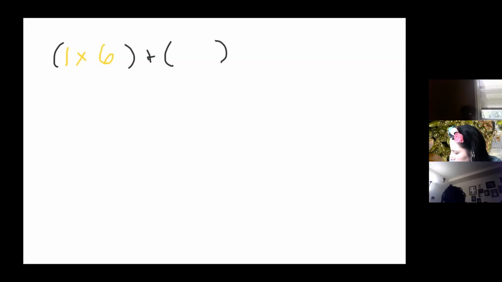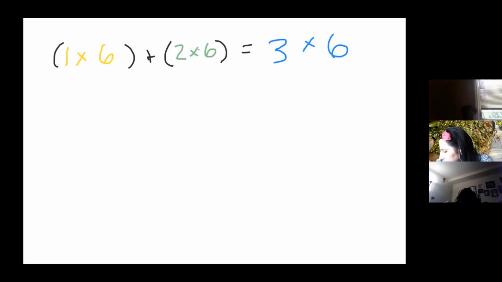1 times 6 and 2 times 6. All right, Morgan, take it away. Hold on, Miss Camilla. Hold on. Before she takes it away, where did the 3 times 6 come from? It says equal this. Where did that come from? You lost me.